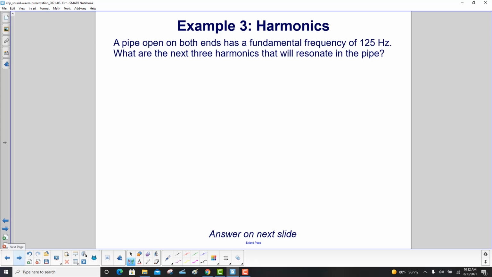A pipe open on both ends has a fundamental frequency of 125 Hertz. What are the next three harmonics that will resonate in the pipe?